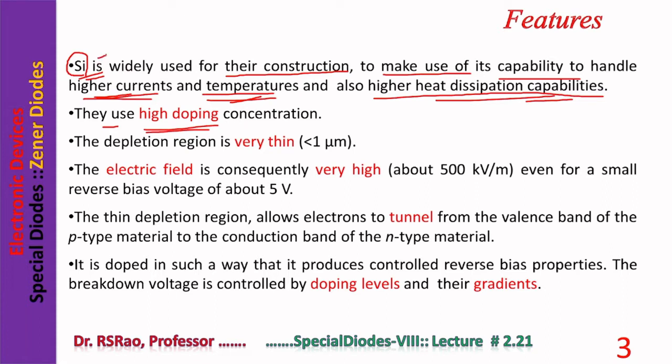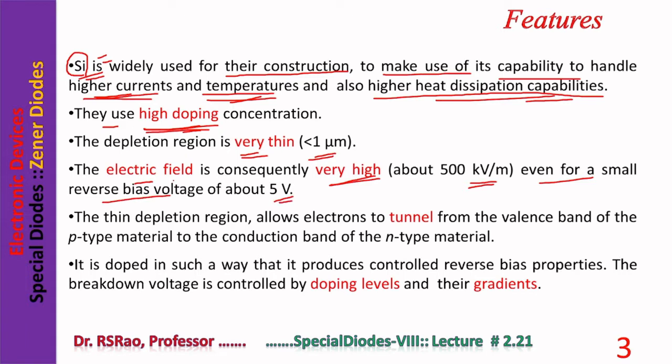First point says silicon is the widely used material. Second point says doping concentration is high. Another point regarding these diodes is that depletion region width is very small. Depletion region is very thin, less than 1 micrometer. The electric field in the depletion region is very high, about 500 kilovolts per meter, even for a small reverse bias voltage of about 5 volts.